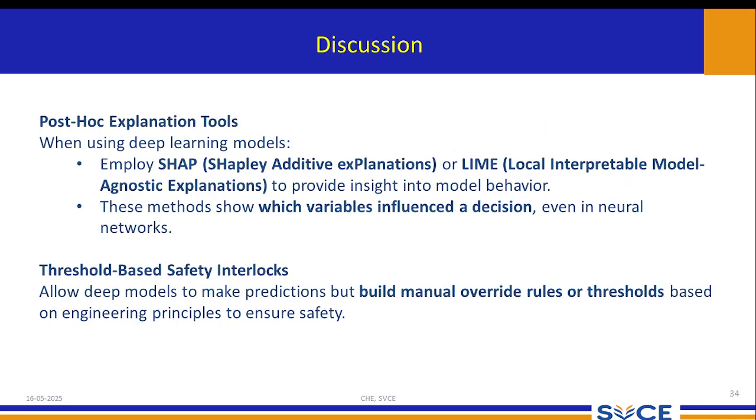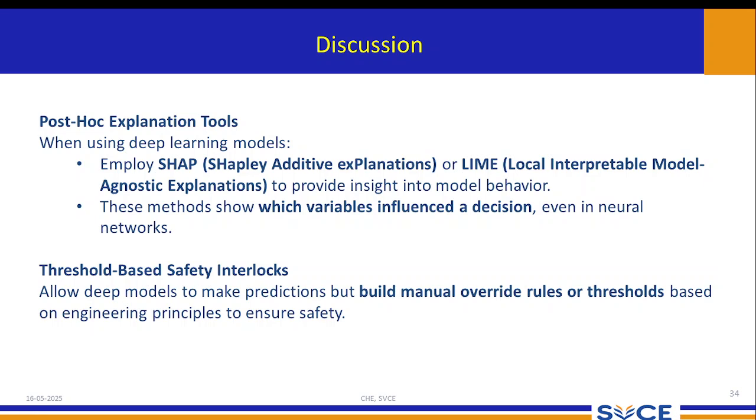Post hoc explanation tools: employ SHAP or LIME models to provide insight into model behavior. This method shows which variables influence a decision, even in neural networks. Coming to SHAP, that is SHapley Additive exPlanations. So what does it mean? SHAP values provide a way to interpret deep learning models by attributing the contribution of each input feature to the model's output.